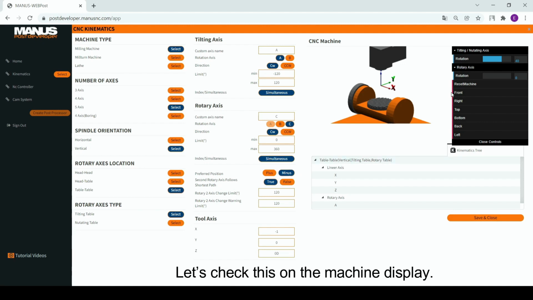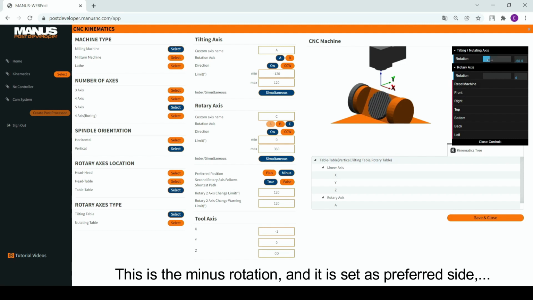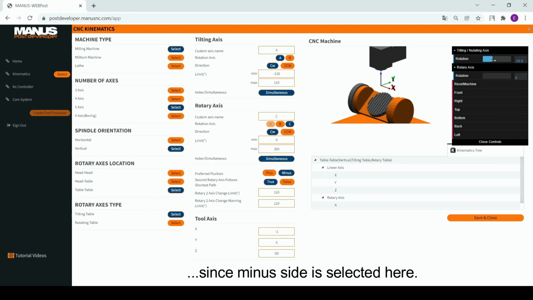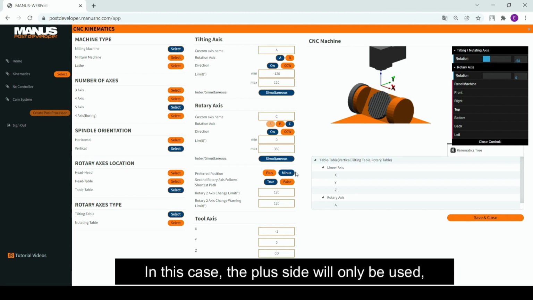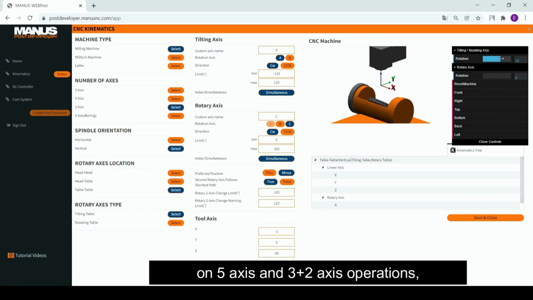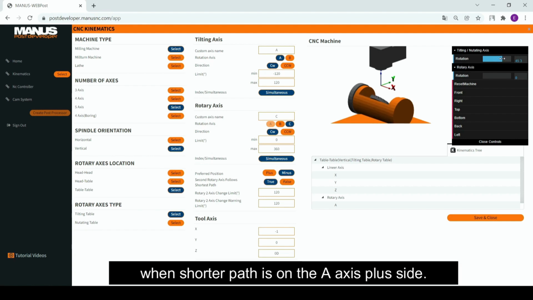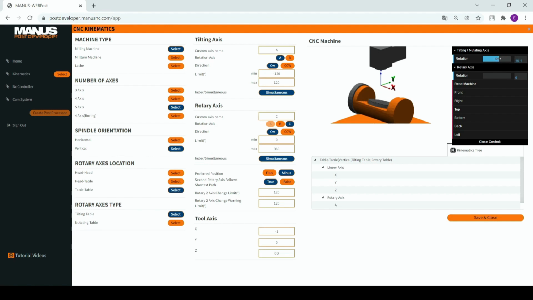Let's check this on the machine display. This is the minus rotation, and it is set as the preferred side, since the minus side is selected here. In this case, the plus side will only be used on 5-axis and 3 plus 2-axis operations when the shorter path is on the A-axis plus side.